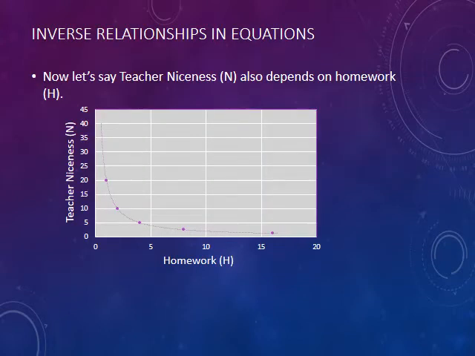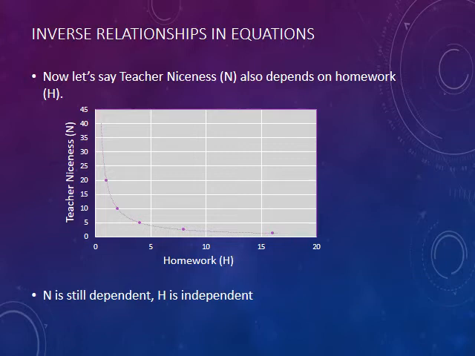Now let's say that your friends have decided that teacher niceness also depends on a different variable, which is homework they assign, or H. And the more homework that teacher assigns, of course, the less nice they are. So when you make a graph of the amount of homework assigned versus the teacher niceness, you see not that nice linear graph, you see that inverse graph that shows that when one variable gets big, the other variable actually gets smaller. In this graph, N is still the dependent variable.